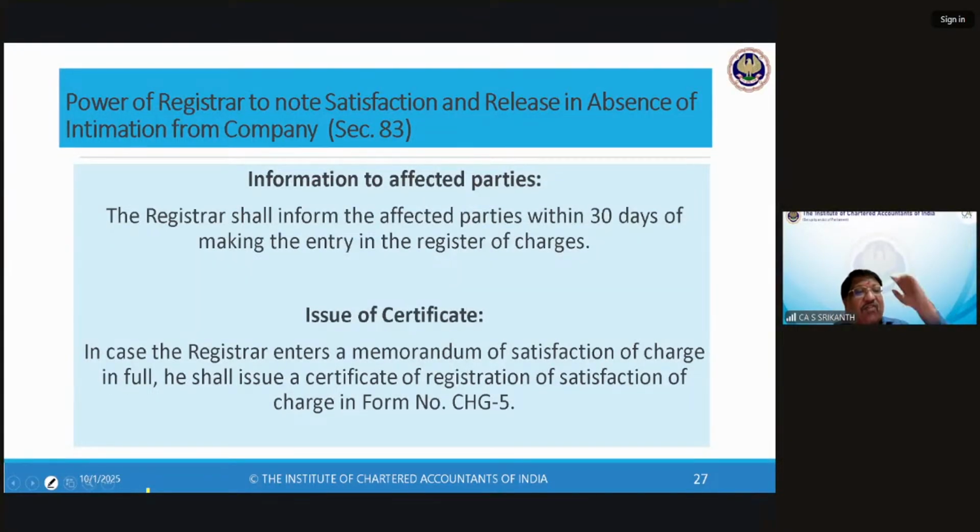CHG3 is the certificate of modification. It will be a certificate format. It will be issued by the registrar. CHG2 and CHG3 will be issued by the registrar.